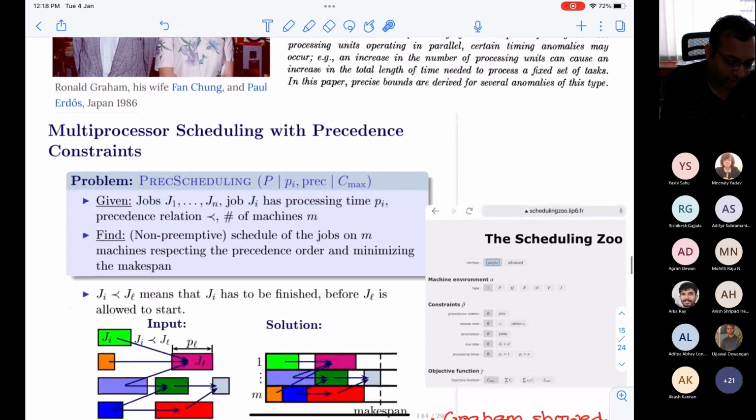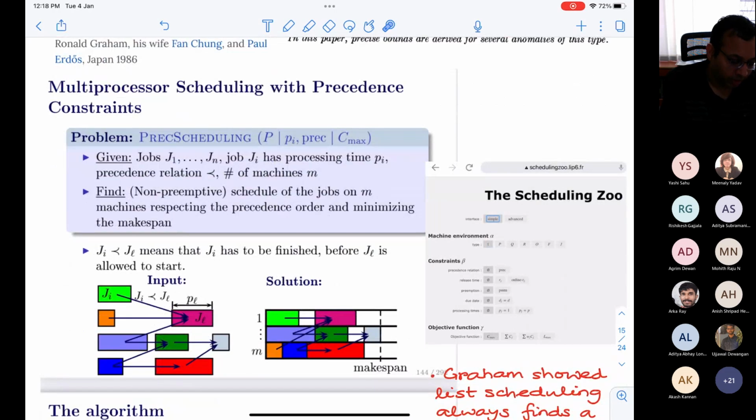So what is the problem that they studied first? Graham studied this scheduling problem. You have some jobs, J1 to Jn. There are n jobs, and each job has some processing time pi, and there is some relationship between the jobs. If we have this relation, like arrows, that means I can only start a job Jl after all the other jobs on which it depends are finished. So the arrow means that Ji has to be finished before Jl is allowed to start.